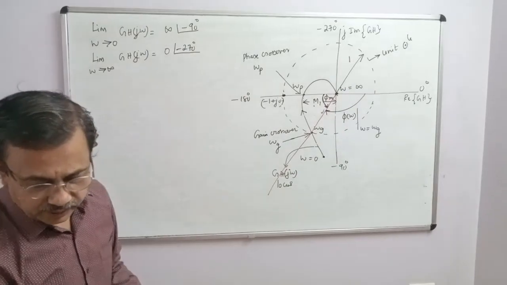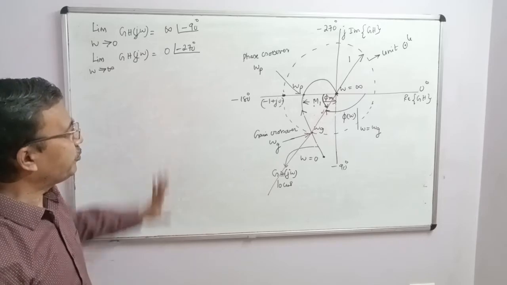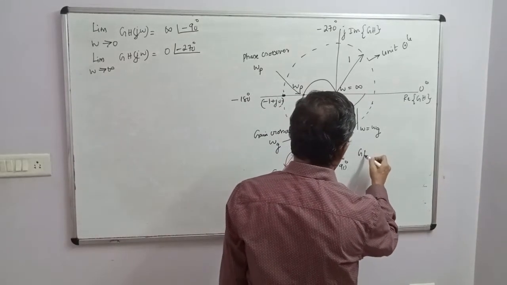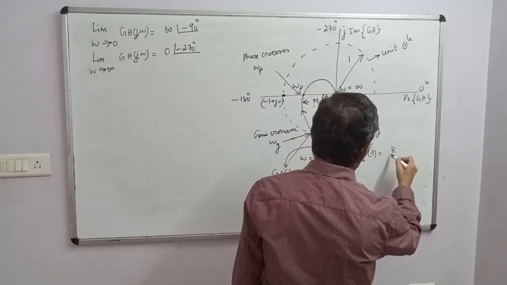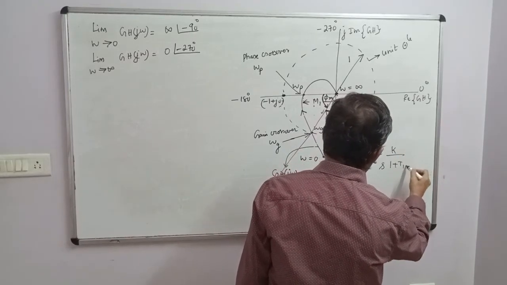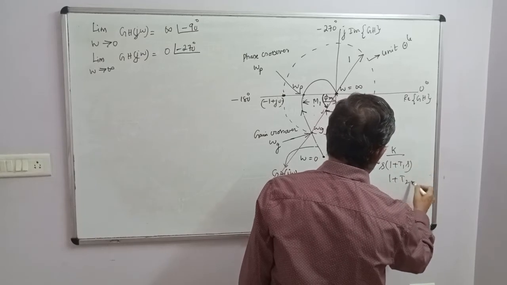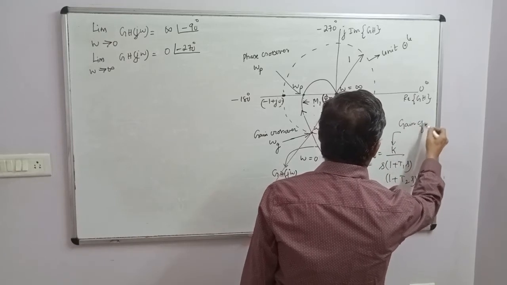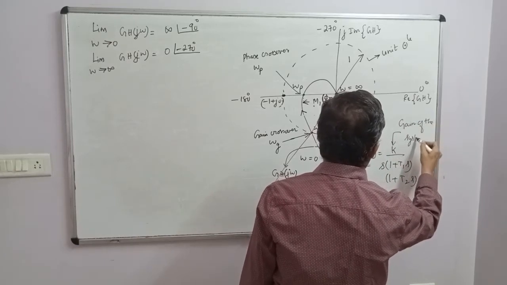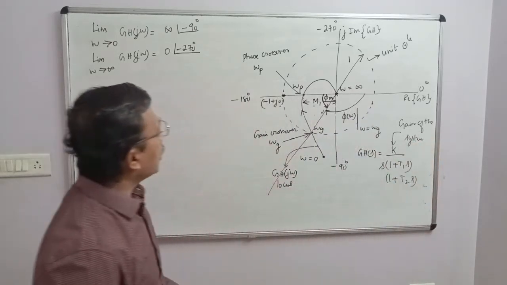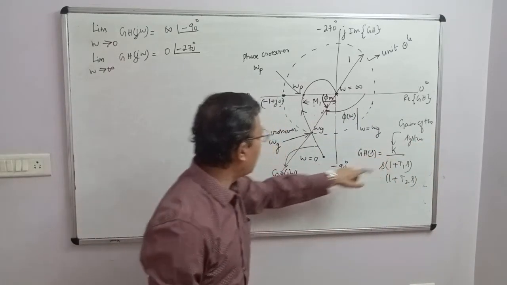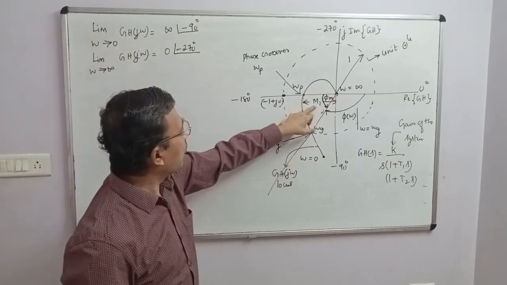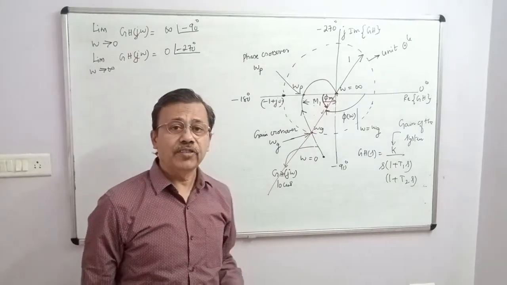What is that phi m? I will explain with respect to time. So what is gain margin? See, what is the open loop transfer function? GH of s is equal to K divided by s into 1 plus T1s into 1 plus T2s. K is called gain of the system. If you multiply this gain of the system by 1 by m1, m1 is this intercept. See here, since m1 is less than 1, it represents a stable system.